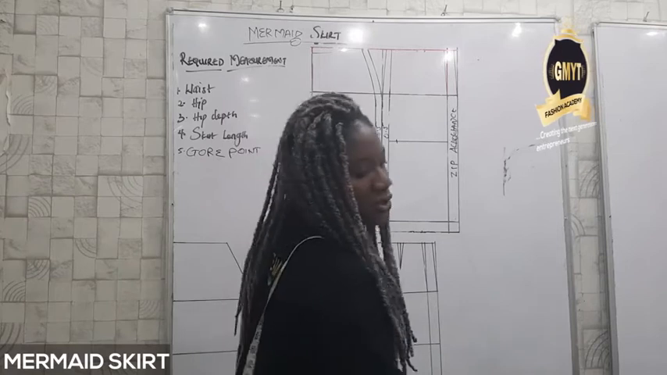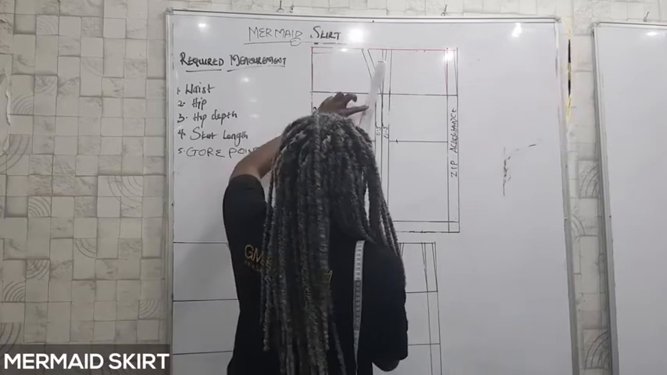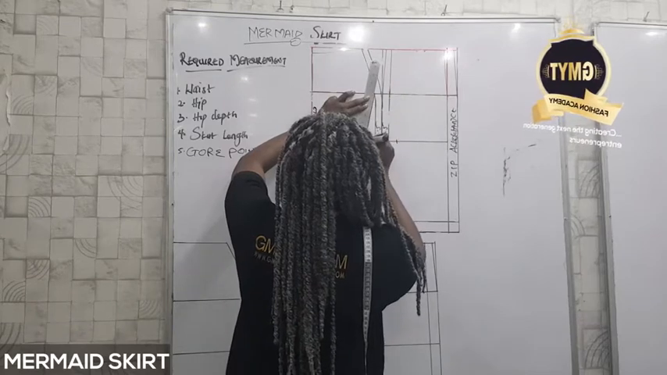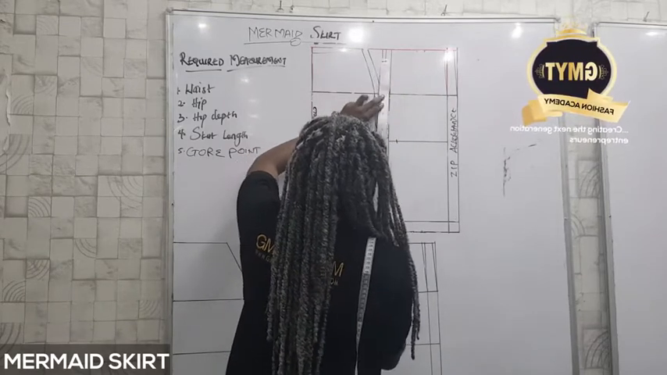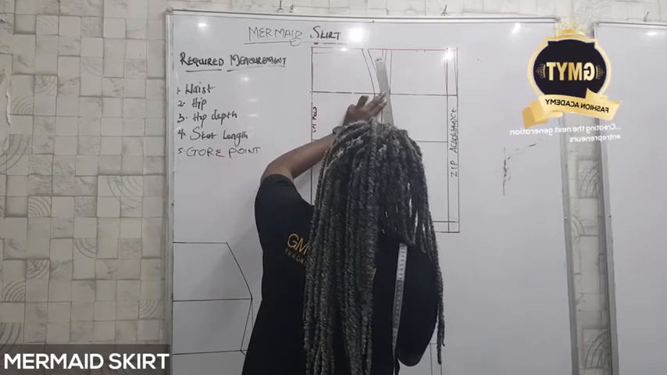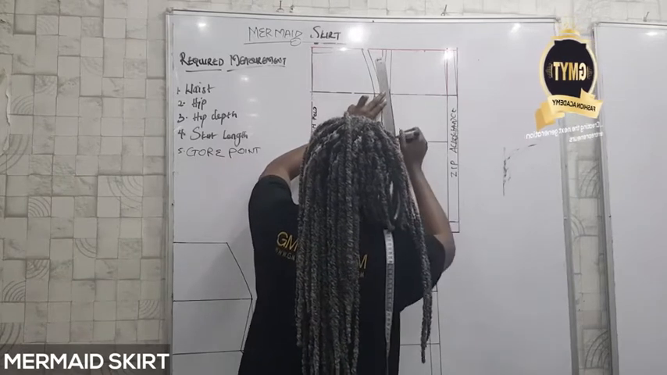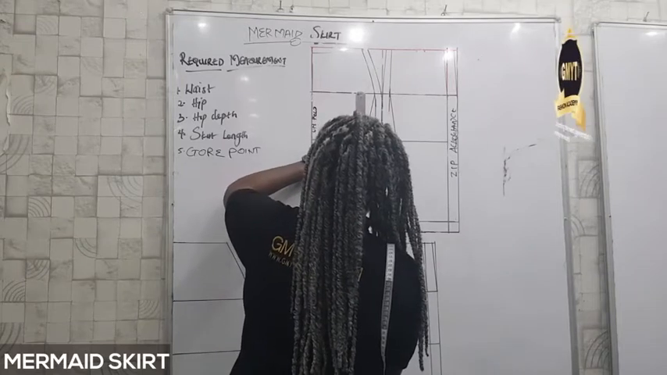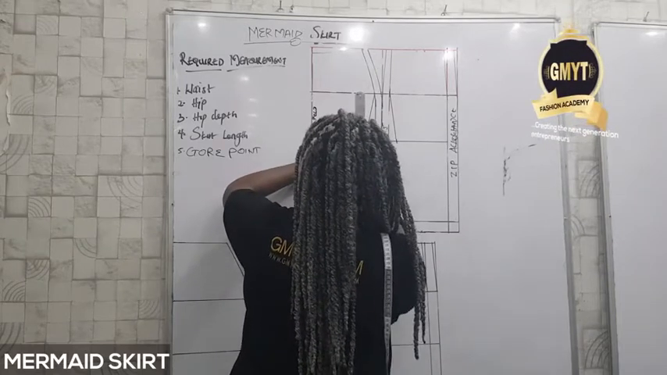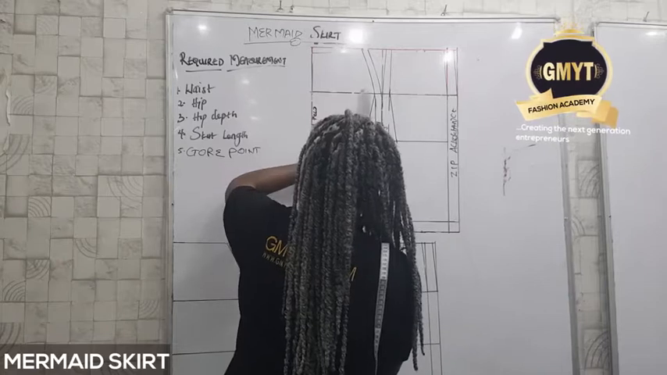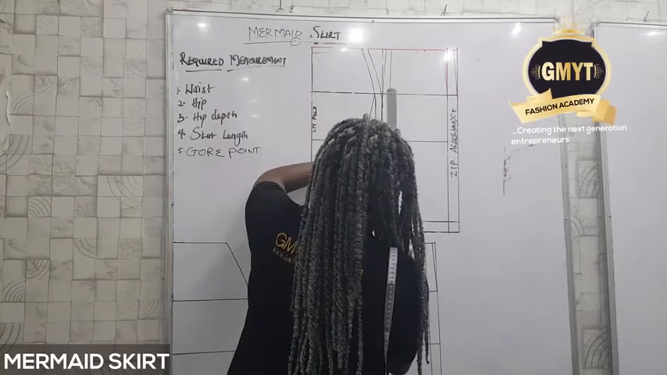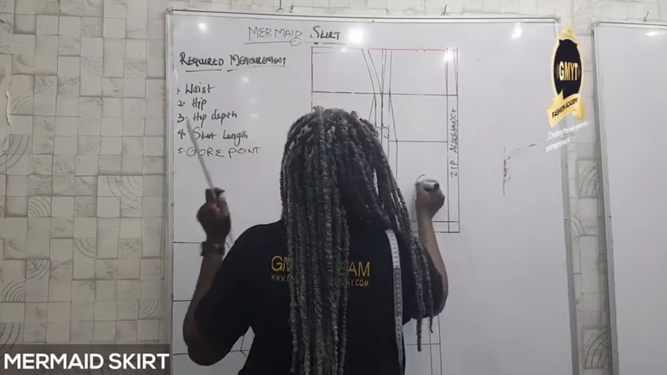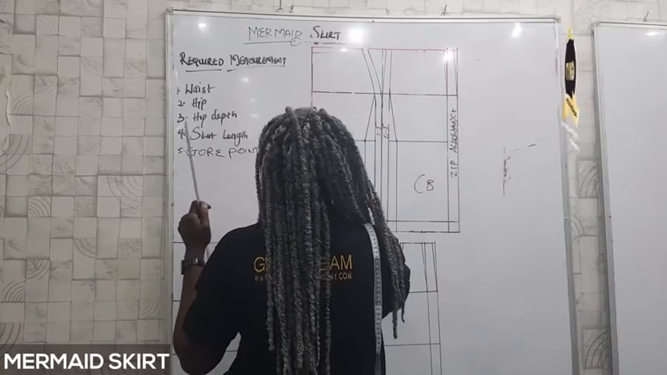Once you've done that, with the use of a ruler, roll from your hip line all the way to that point. Then you do this, roll from your hip line all the way there. Then you take it all the way straight down. You take it straight down. And this is your CB, and this is your CF.